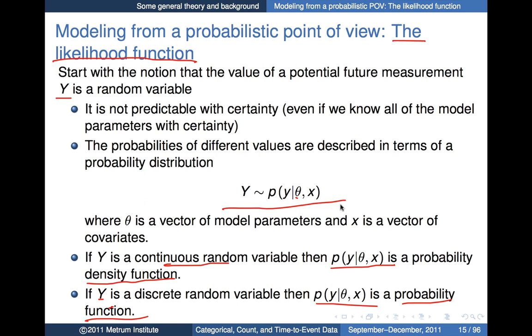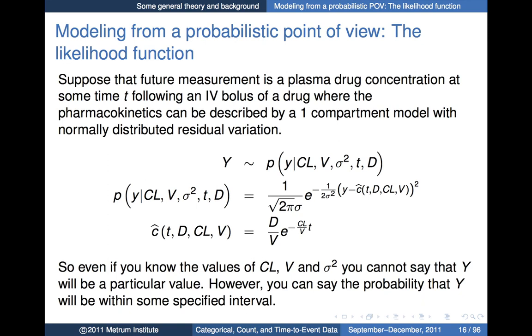And just to make it a little more concrete, let's take what will probably be a fairly familiar context for most of you. So suppose that future measurement of interest is a plasma drug concentration at some time t following an IV bolus of drug, where the pharmacokinetics can be described by a one compartment model with a normally distributed residual variation. So here we've got it written out, and our y, our random variable, which represents a as yet unobserved plasma concentration of drug, is distributed according to some probability density function that depends upon a set of parameters which collectively represent the theta in the previous slide. So clearance, volume and sigma squared is our vector of parameter values.